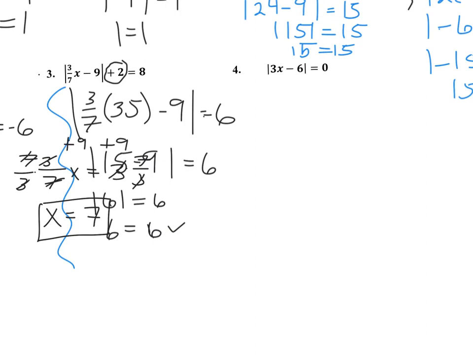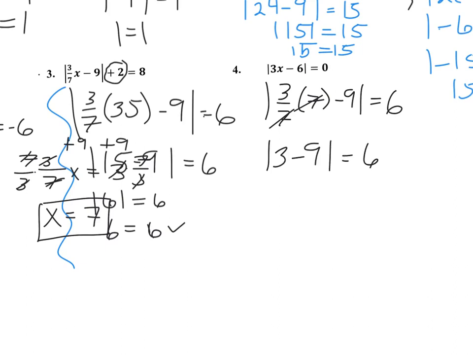So the other one was 3/7 times, let me see here. It was 7, yeah, that's right. 7 minus 9 is equal to 6. So the 7s, of course, will divide out to 1, and you end up with 3 minus 9 is equal to 6. Well, 3 minus 9 is going to be -6, but that absolute value is going to take care of us and make it positive, and that answer works out as well.